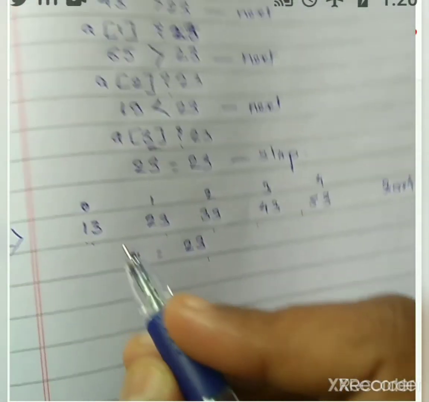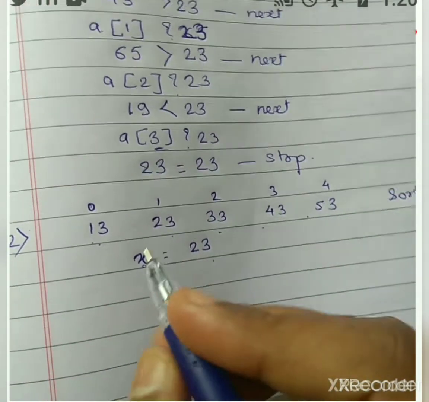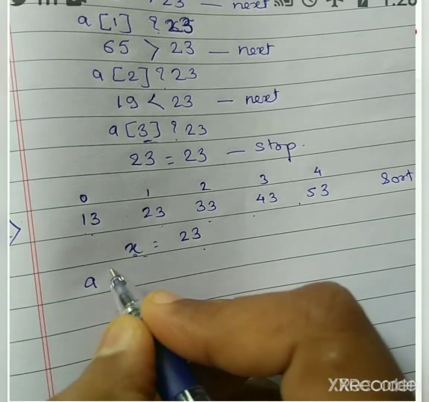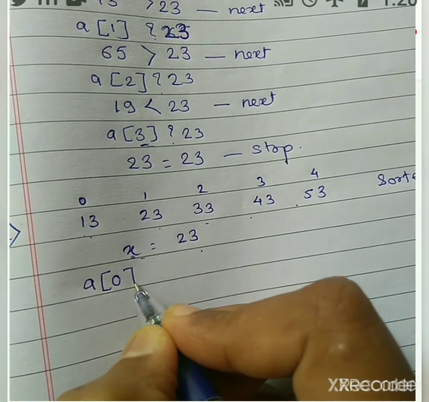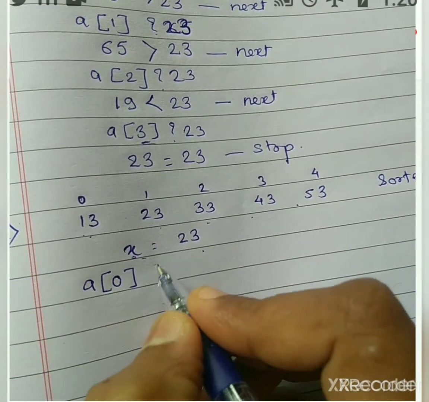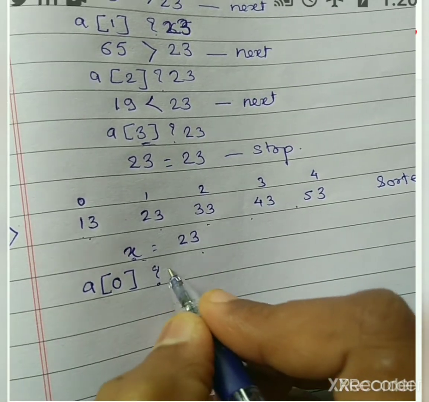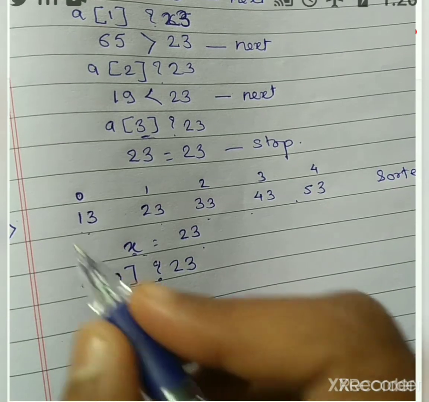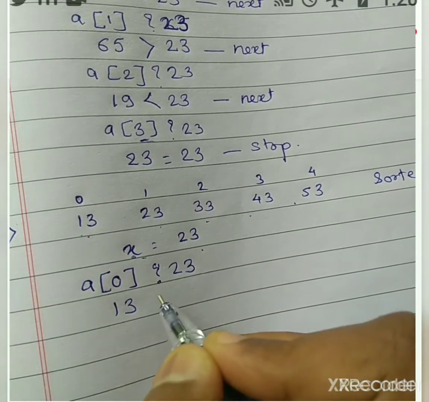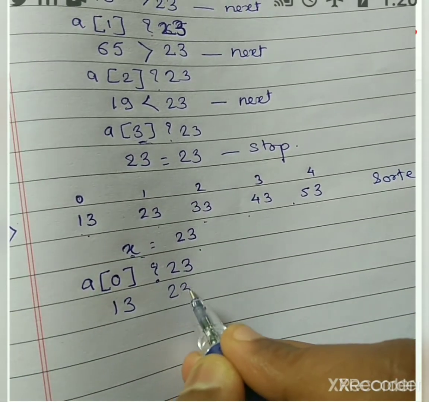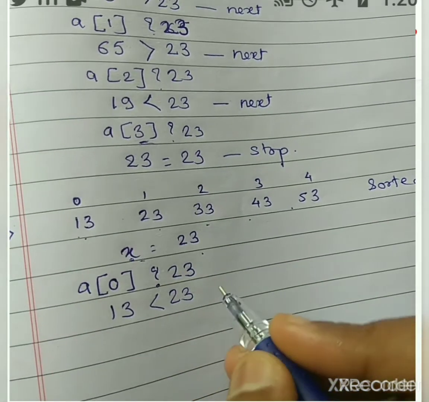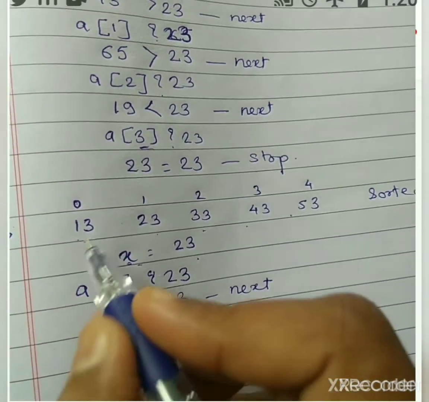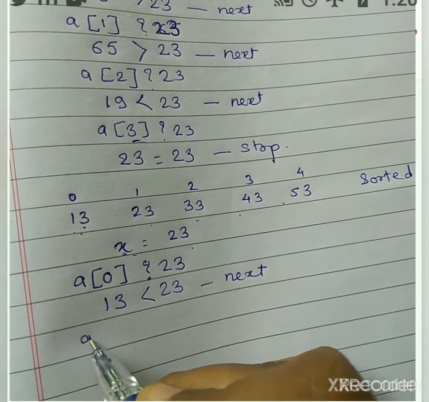Now we have to compare x with all the elements in the list. First of all, we again start with the first element of the array, so the array position is 0. We search for the element at the 0th position and compare it with the element to be searched, that is 23. A of 0 is 13. When it is compared with 23, it is less than 23. So we have to go to the next element. When we say next element, we move to the next array position.